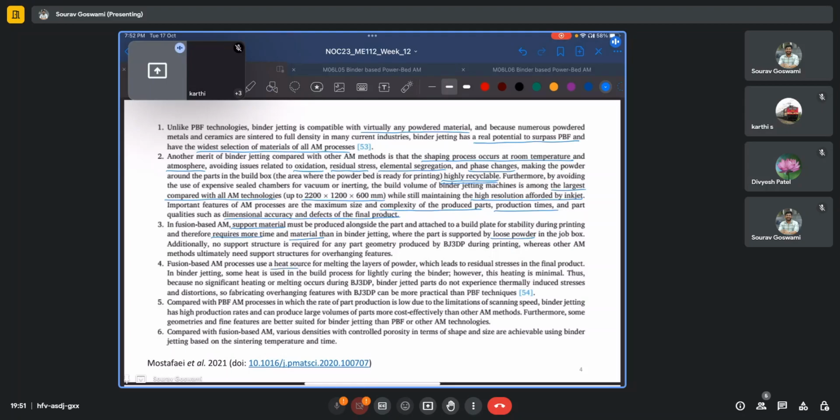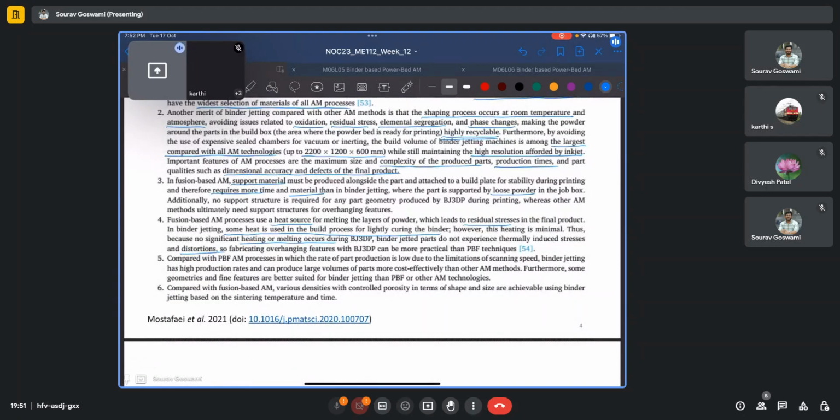Again, in other methods such as PBF, a heat source for melting the layers of powder is used, which leads to residual stresses in the final product. However, here we do have some heat input, say during converting the green part to a brown part and during curing the binder, and later again during sintering. But during the build process itself, we don't have any high temperatures. The entire process is conducted at room temperature and pressure only. And thus, there is no significant heating, melting, or phase change, which might lead to these residual stresses or geometric distortions.